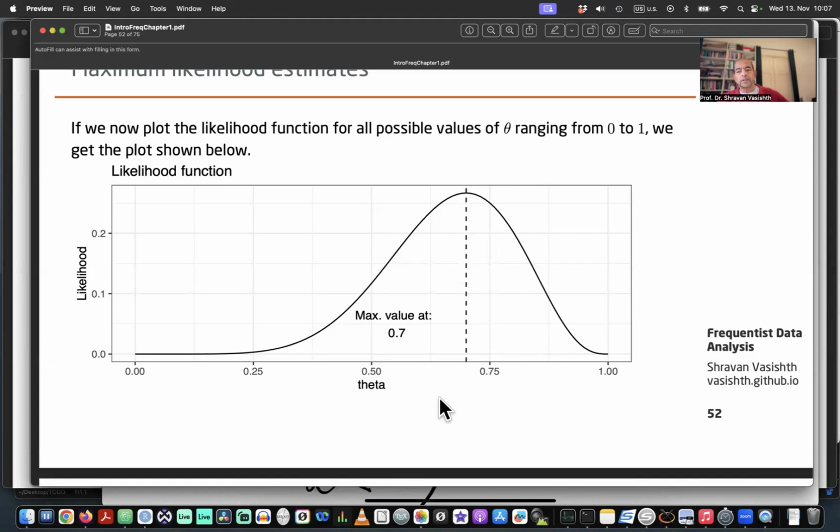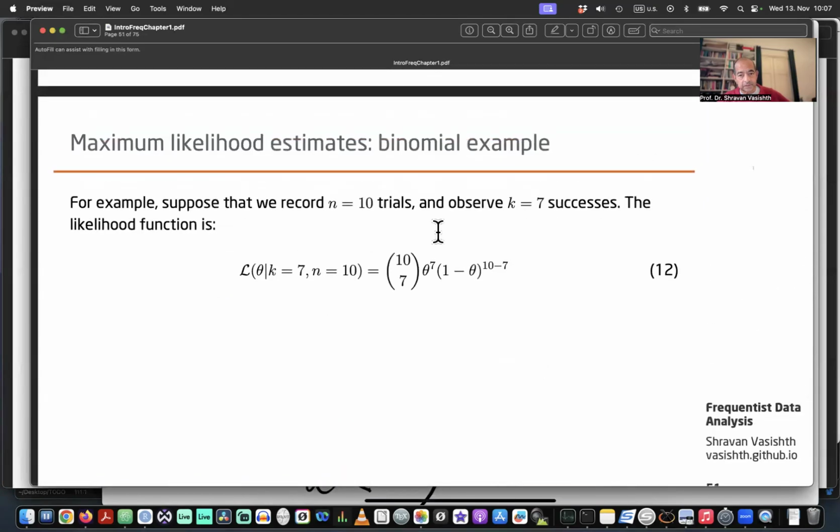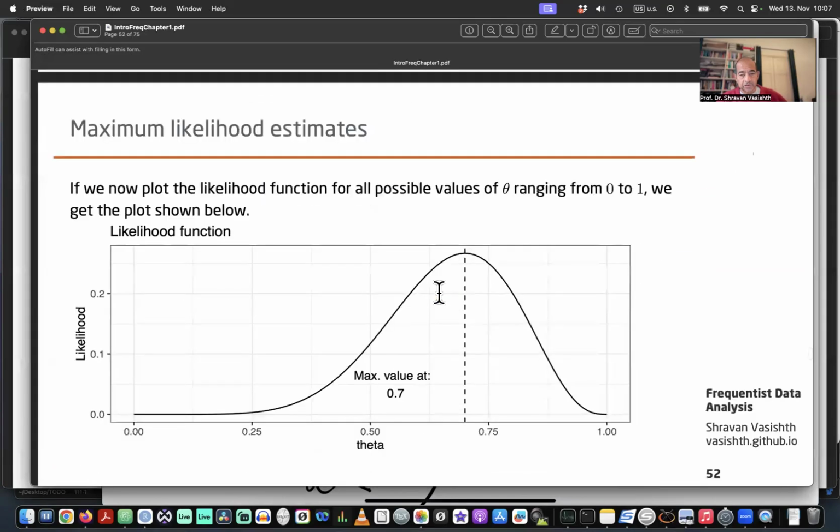Okay. And what we're looking at here is the likelihood function. This one here. We're looking at this function here. By plugging in different values ranging from 0 to 1 for the theta parameter, we are able to draw this curve here.